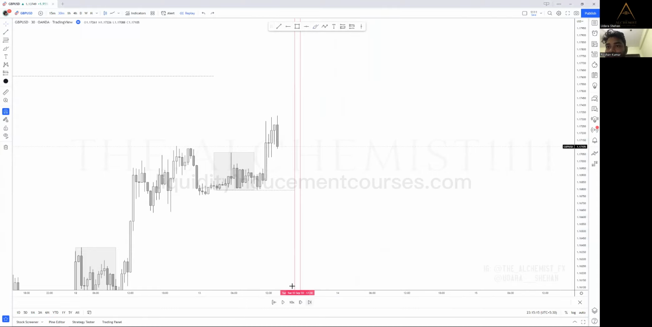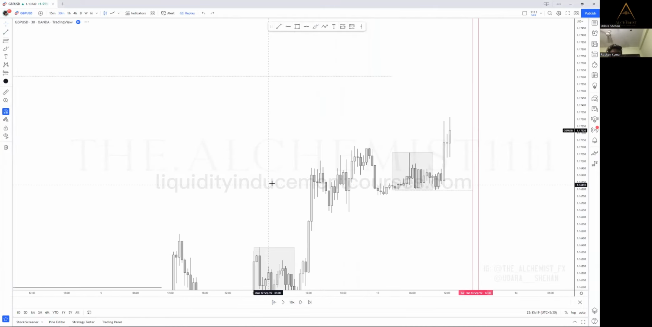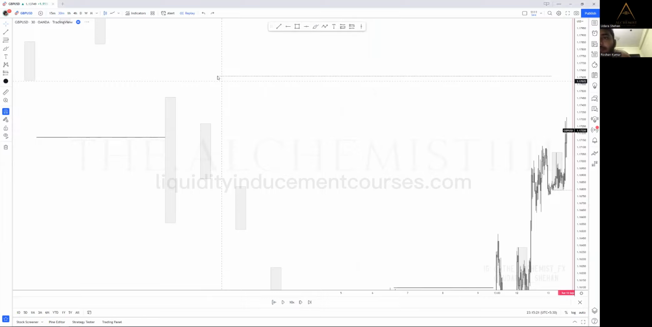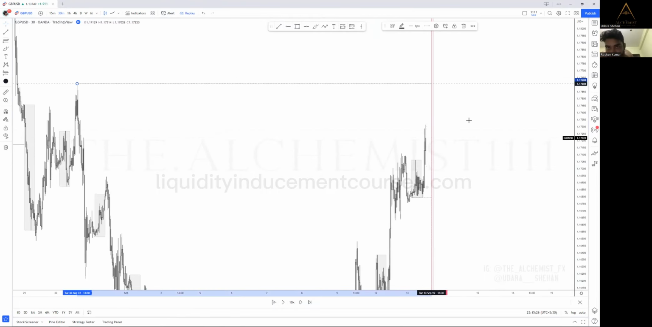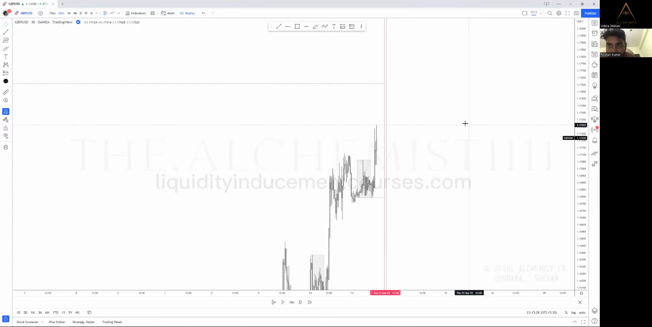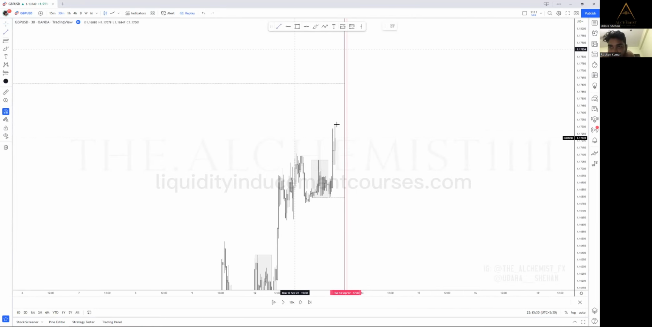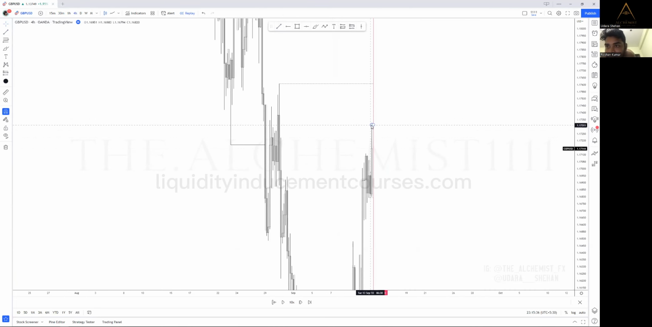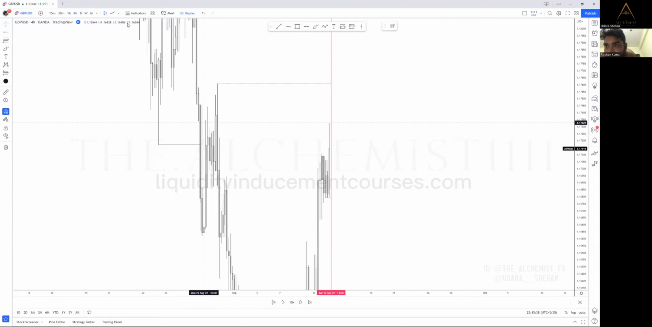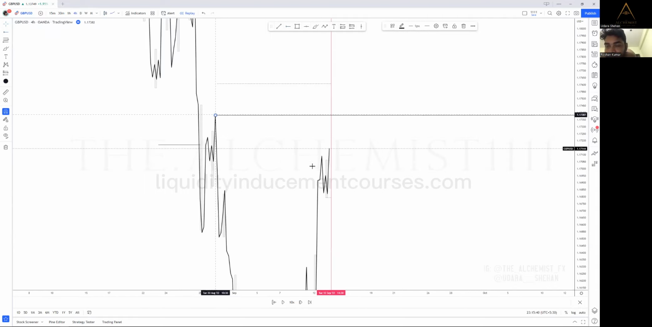So patiently wait. Now what happened was, this is what I had in my mind. You saw what I marked out as the daily internal range liquidity. You remember that, right? Now, above this London high that was created on the 4-hour time frame, what did we have? We had a resistance.